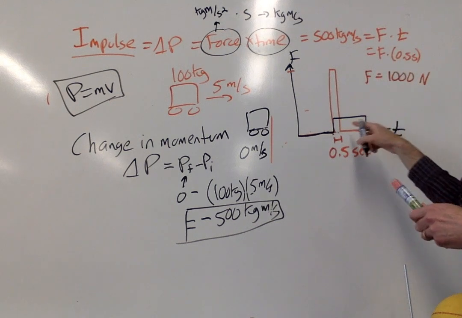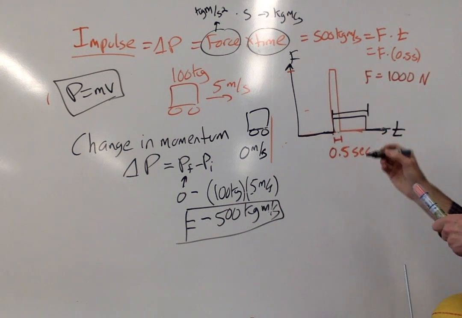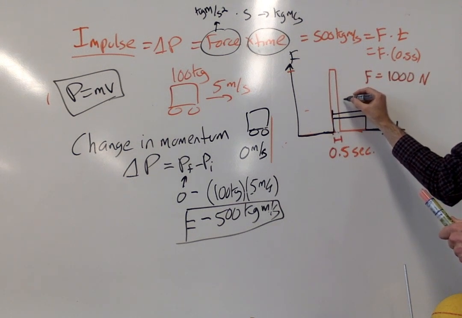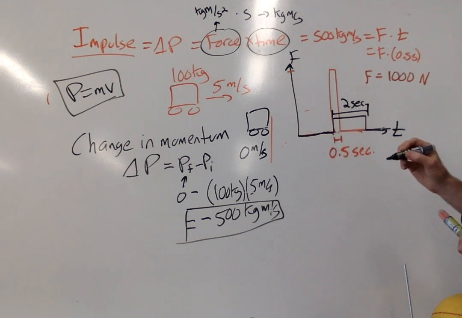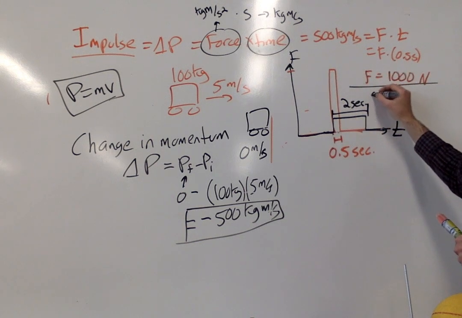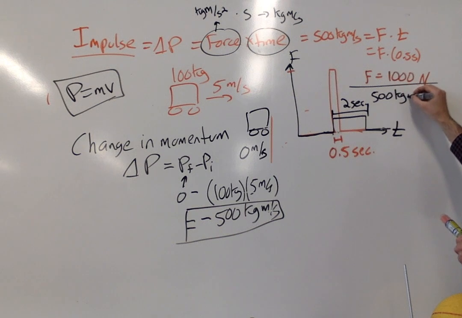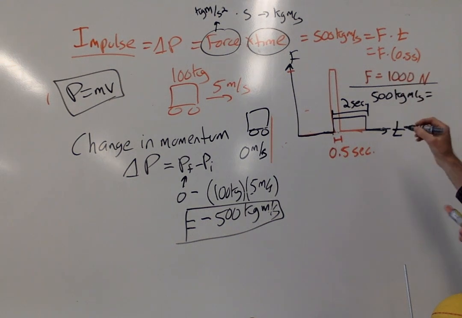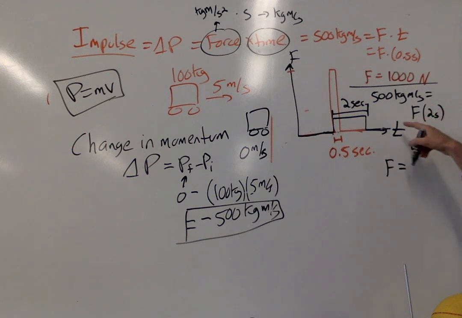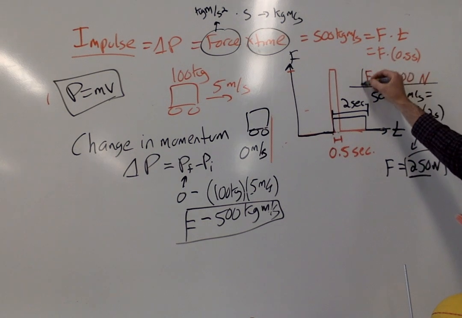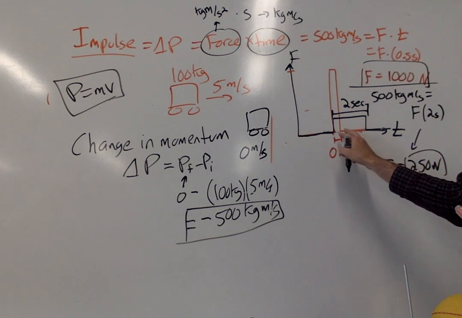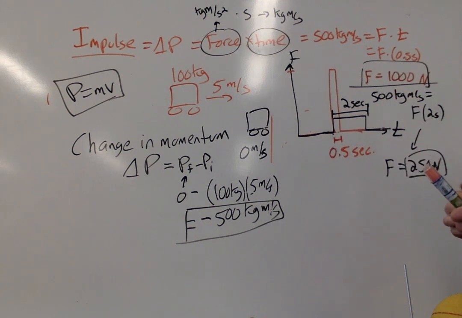If I instead have this force over here, and let's say that that is spread out over a span of, say, 2 seconds right here, and if I redo this equation and say 500 kilogram meters per second equals my force times 2 seconds, then down here you can see that my force is actually only going to be 250 newtons. So if I stretch out my time, then I can decrease my force. And that's what we like to do with impulse.